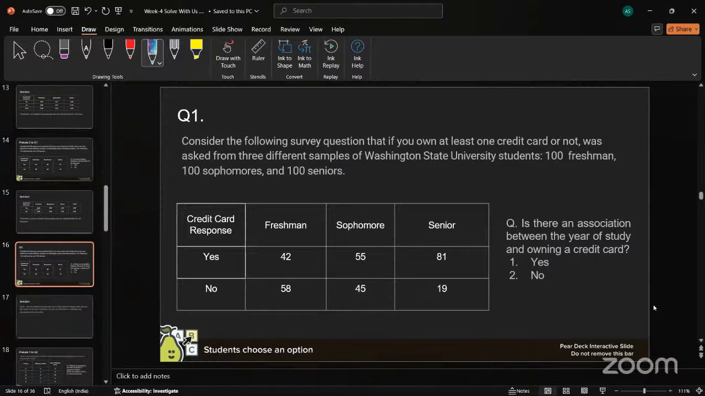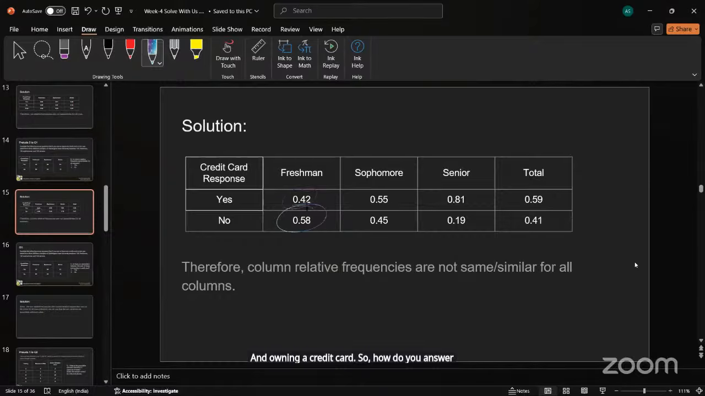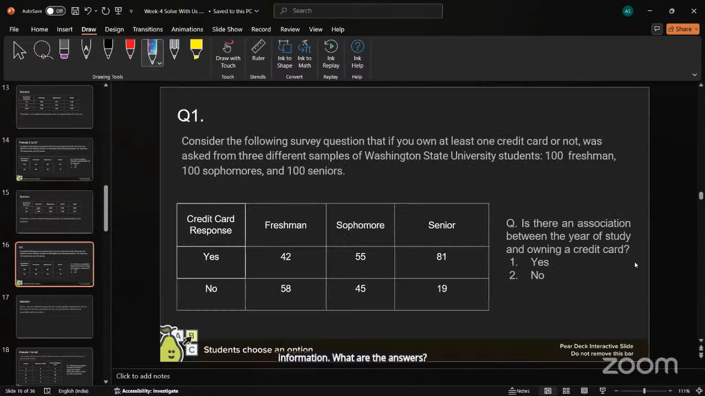Consider the following survey question: is there an association between the year of study and owning a credit card? So how do you answer this, taking help of the previous information?